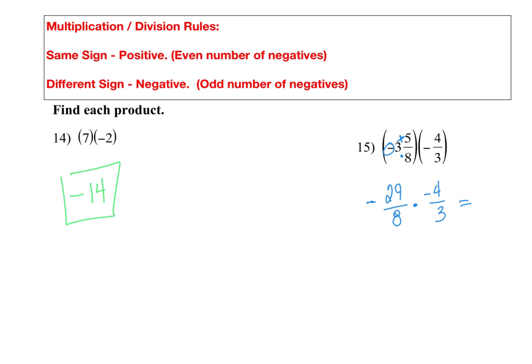I could just multiply across here, but is there something I could do before that? Yeah, I can simplify before. Remember, any top to any bottom will simplify. So 4 goes into 4. 4 divided by 4 is 1. 4 also goes into 8. 8 divided by 4 is 2. And now I'm ready to just multiply across. 29 times 1 is 29. 2 times 3 is 6. I already decided that my answer would be positive, and then I'm done.